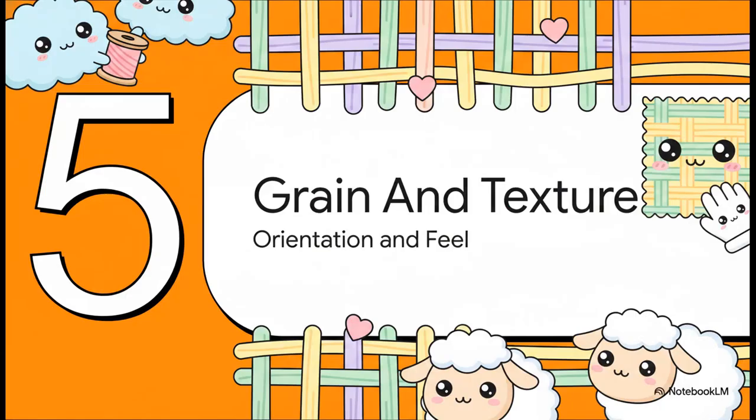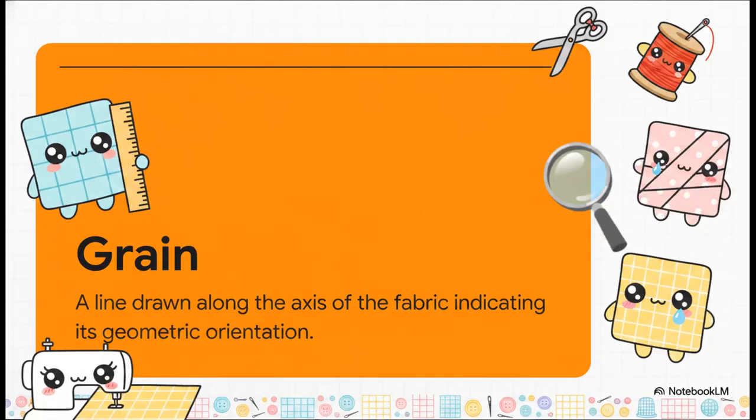Moving on to Section 5, Grain and Texture Explained. The grain is the literal geometric alignment of the threads. For a piece of fabric to be on grain, the warp must be perfectly parallel to the vertical axis and the weft perfectly perpendicular at exactly 90 degrees. This is absolutely crucial for matching patterns when sewing garments.